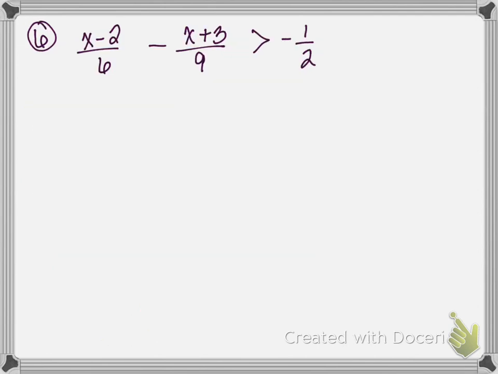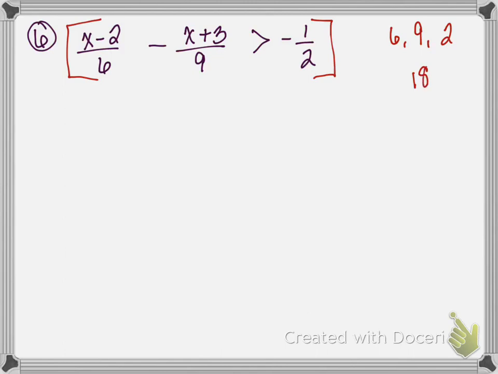So my next one says x minus 2 over 6 minus x plus 3 over 9 is greater than minus 1 over 2. So I'm still going to multiply everything by an LCD. So I've got to find the LCD of 6, 9, and 2. Okay? You definitely don't want to multiply 6, 9, and 2 together to get your LCD because that will be a very big number. Start thinking about multiples of 6, multiples of 9.